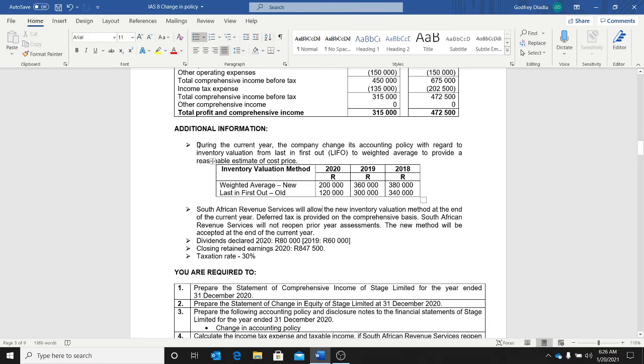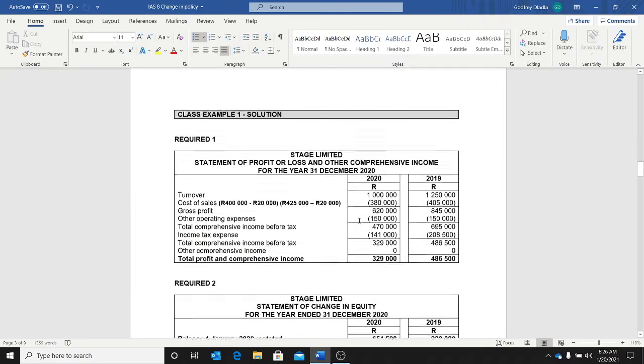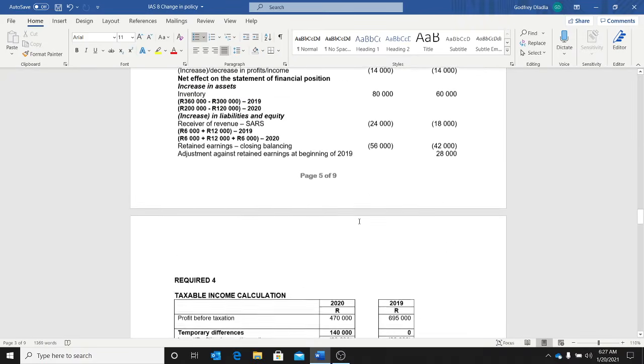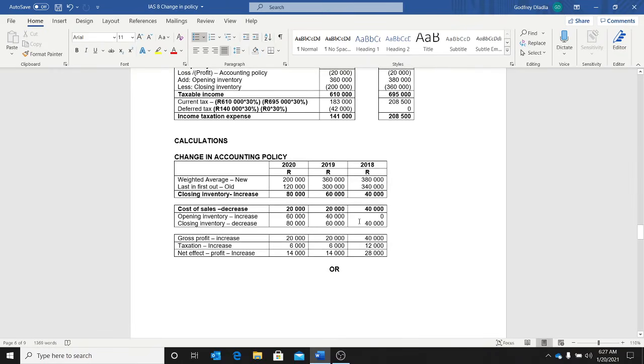So they're saying to you, okay, during the year, the company changes accounting policy with regard to inventory valuation from last in, first out to weighted average to provide for a reasonable estimate of cost. Right, I will tell you the relevance of that statement I was reading now, how you use it. Okay. Now, let's get to the calculation itself. How do you calculate it? I've tried to put two calculations here so you can follow whichever method you want to follow. Right. Now, in this table, I've put all the new figures here. For weighted average, the last in, first out is this one. These are the figures for last in, first out.